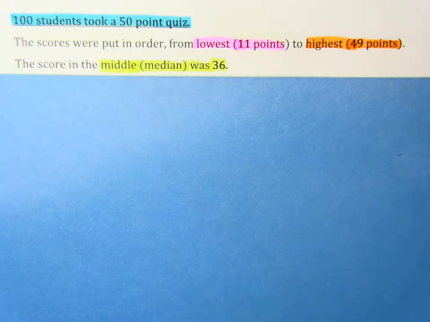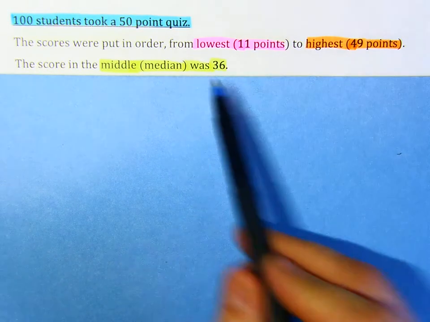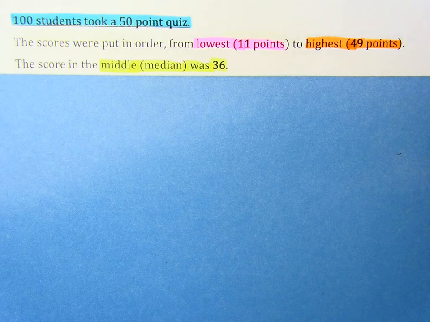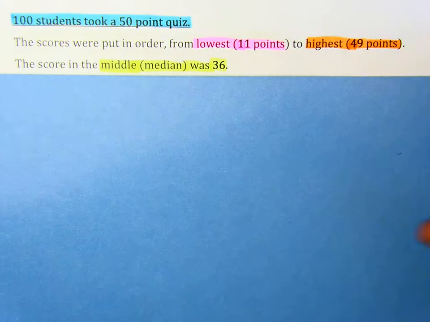And as I looked at the 100 students, and we figured out the median, the score in the middle is 36. So that would be the middle score, the midway point. Half of the students scored worse than 36 out of 50, and half of the students scored better than 36 out of 50.